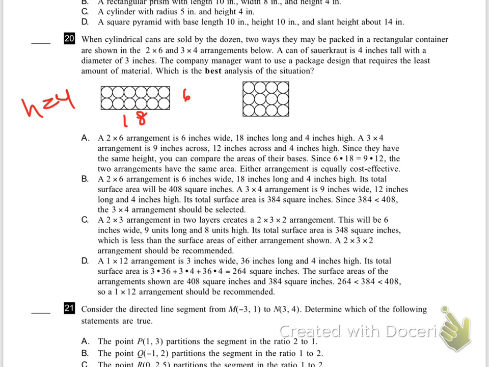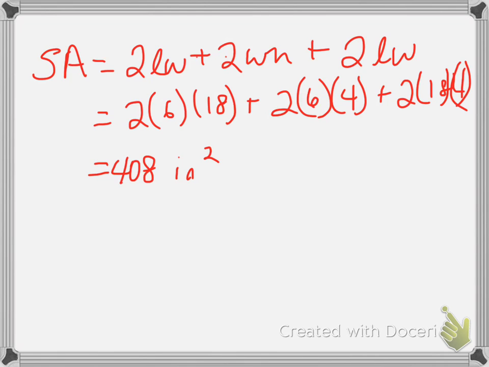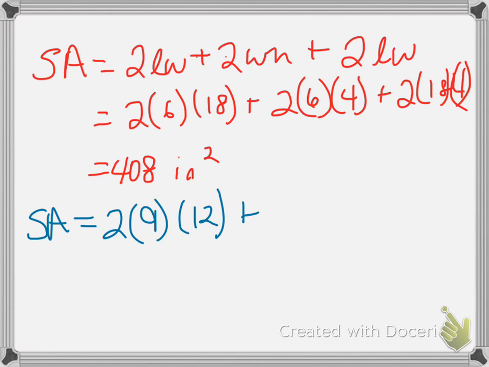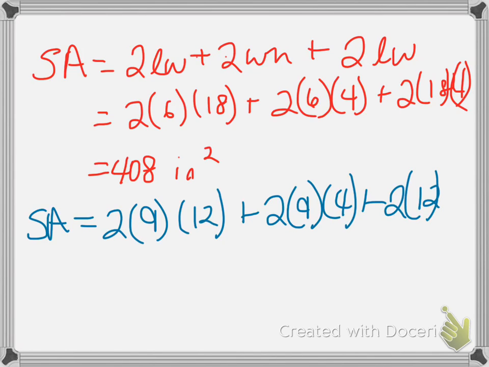Our second option, again, the diameter is 3 inches, so that makes this width 12 inches and this length 9 inches and a height of 4. So the surface area is 2 times 9 times 12 plus 2 times 9 times 4 plus 2 times 12 times 4. So let's multiply and add.